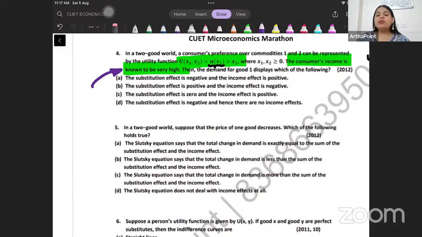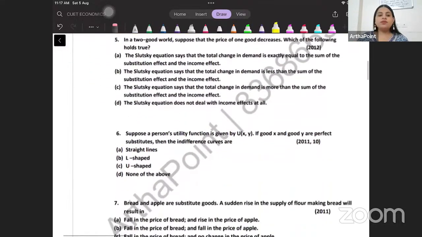Clear? Income effect cannot exist for good 1, because good 1 is not a function of income, right? So therefore, we can go ahead and say that the income effect is 0 and the substitution effect is always negative. We know that. So the answer to this question is D. Please mark the answer. The substitution effect is negative and there is no income effect. Clear ho gaya? Okay beta. This came in the 2012 JNU paper. Now come to the next question.